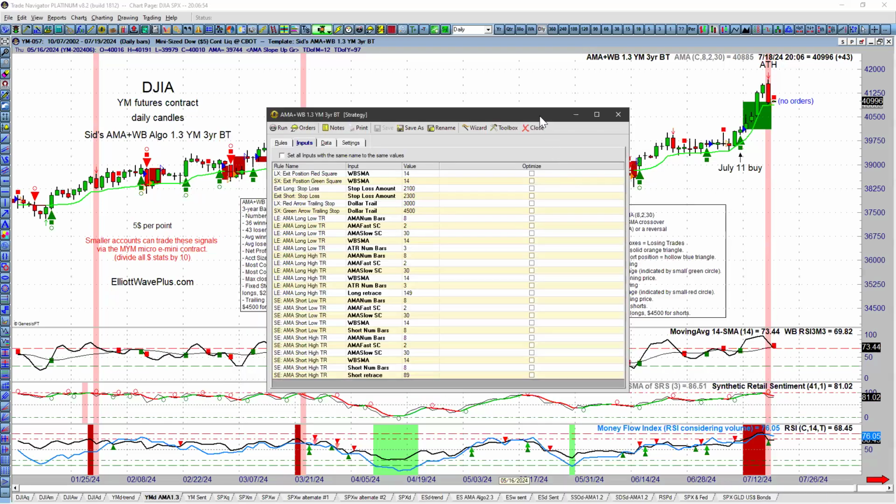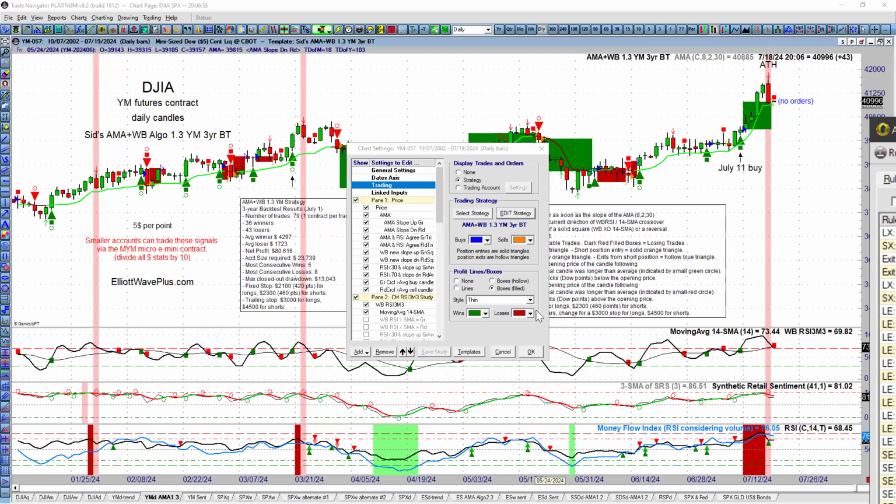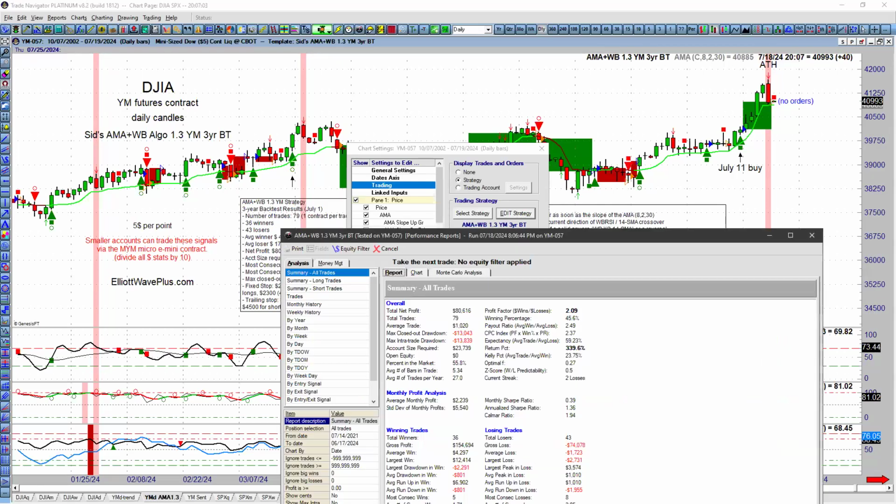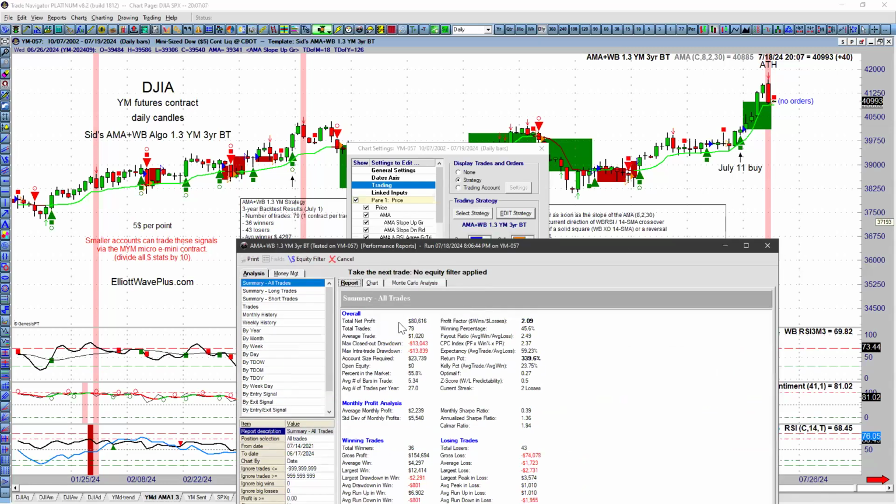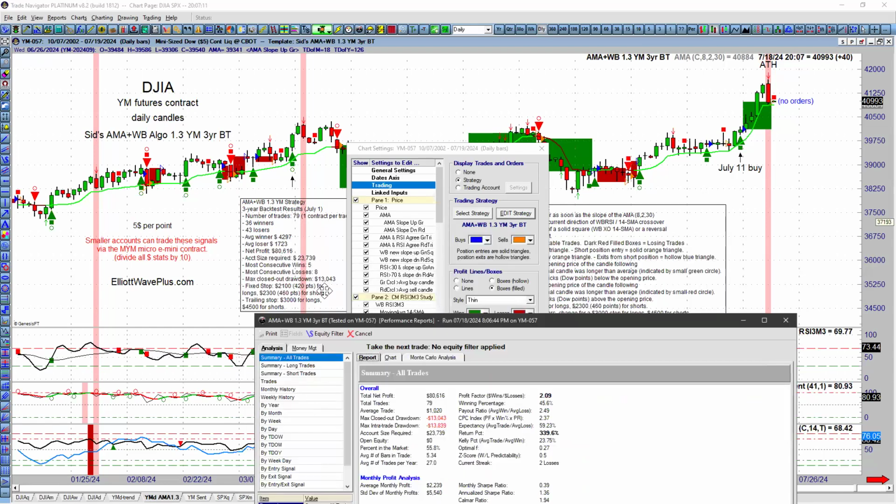And so in this case, let's see if I can get those stats back up here. It says it brought in $80,616. And those stats, I take those manually and put them in these information boxes on each algo screenshot. So this is a July 1 back test. Over the 3 years, it's traded 79 times. There were 36 winners, 43 losers.